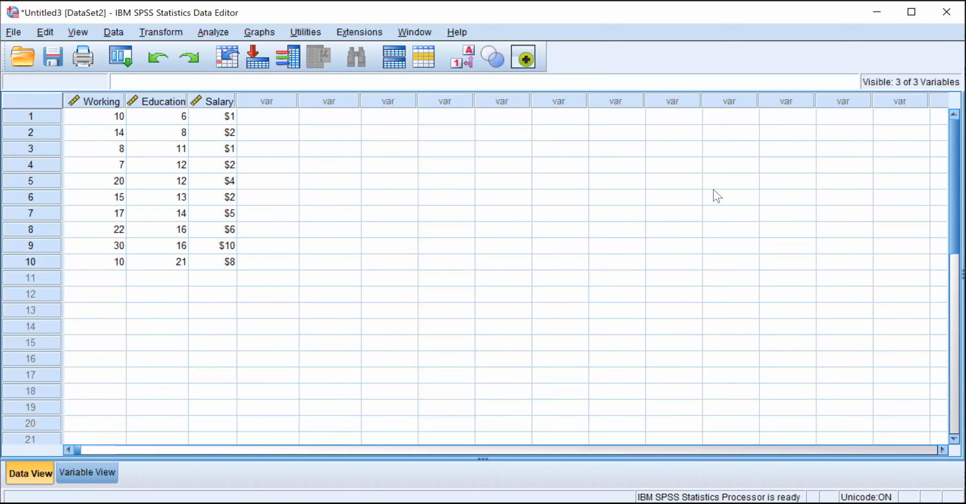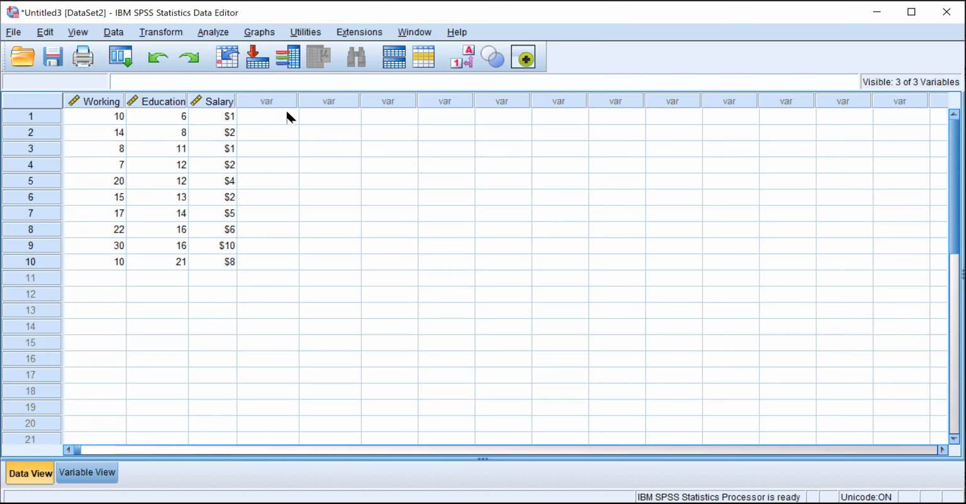In this video, we'll look at regression analysis with two predictors. So again, we use this data set. We'll still use salary as the outcome, but we'll not only look at education, but also the years of working experience. And we'll see how together they predict the salary.